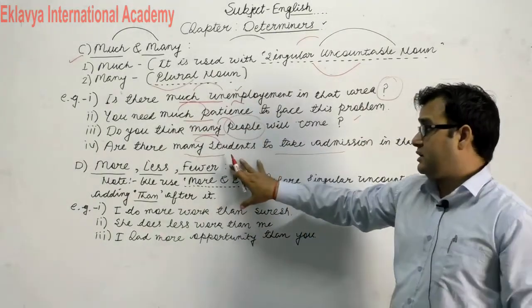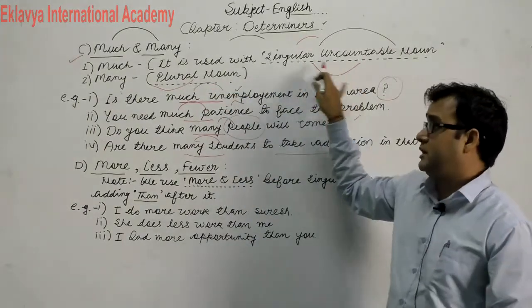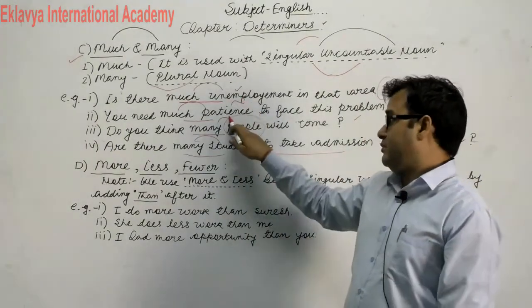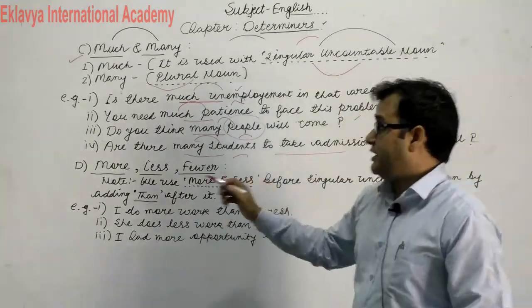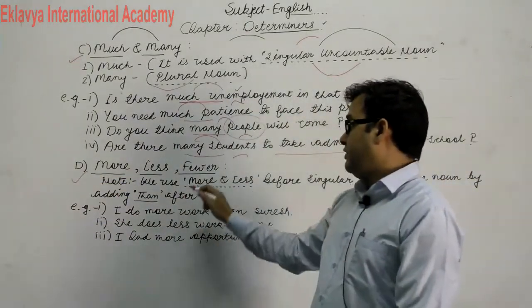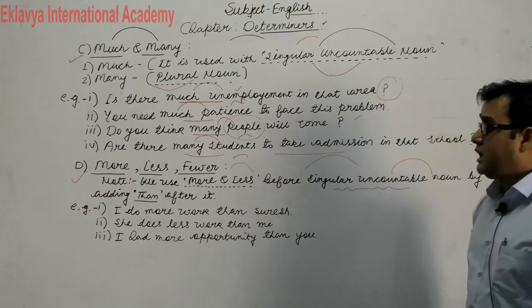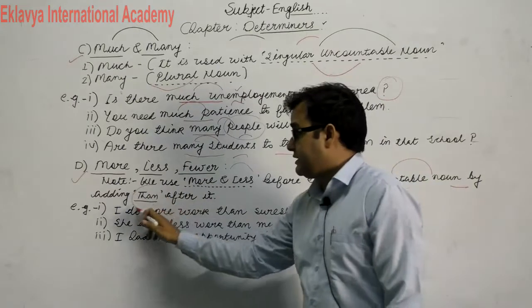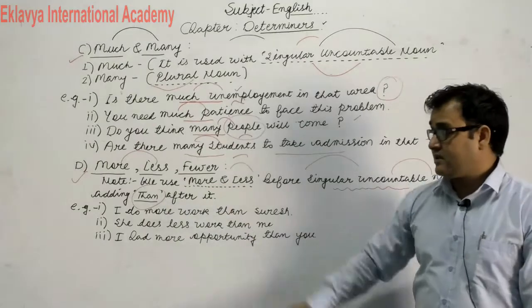So these examples prove that much is used before singular uncountable noun and many is used before plural noun. Unemployment, uncountable noun. Patience, uncountable noun. People, plural noun. Students, plural noun. And point number D in quantifiers, you have more, less, and fewer. We use more and less before singular uncountable noun by adding than after it.